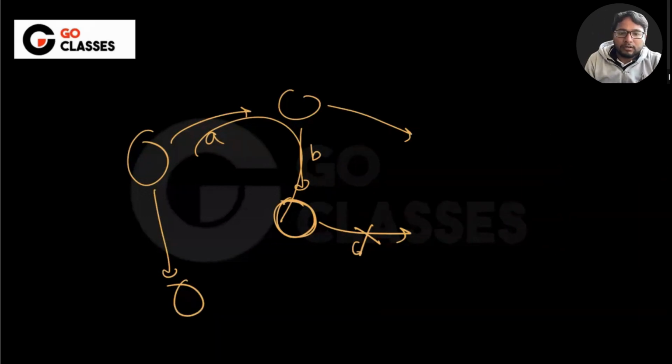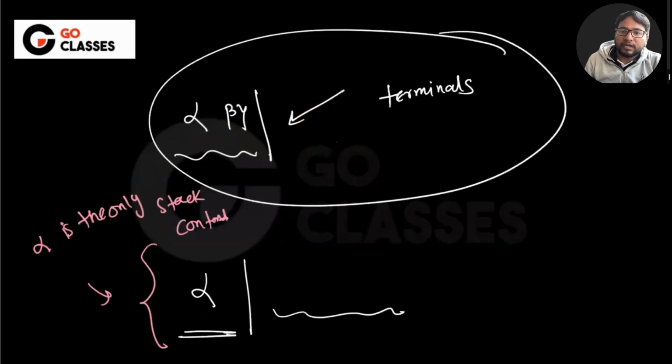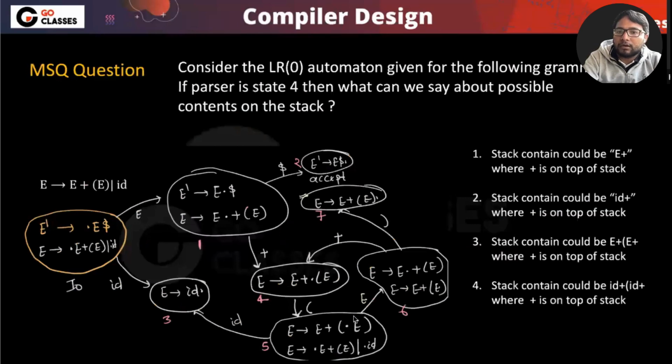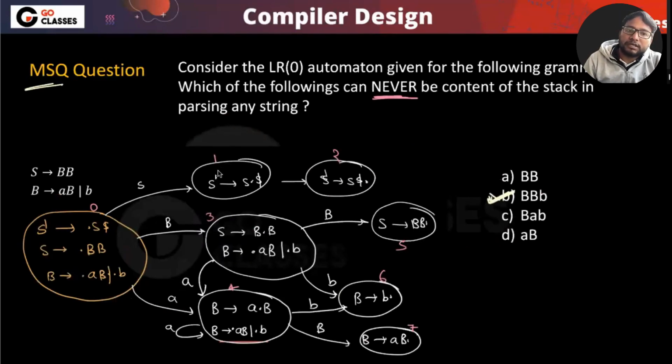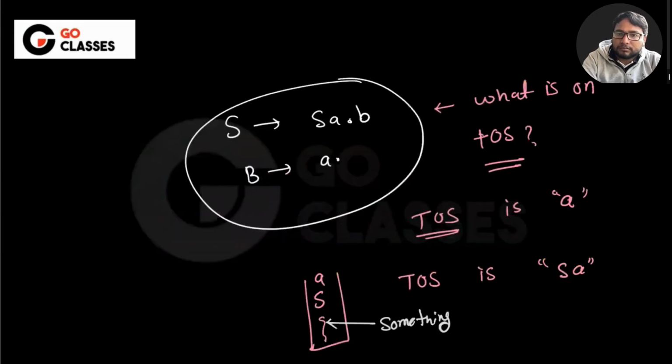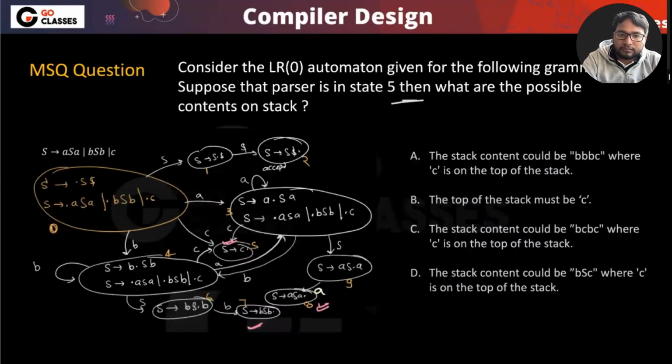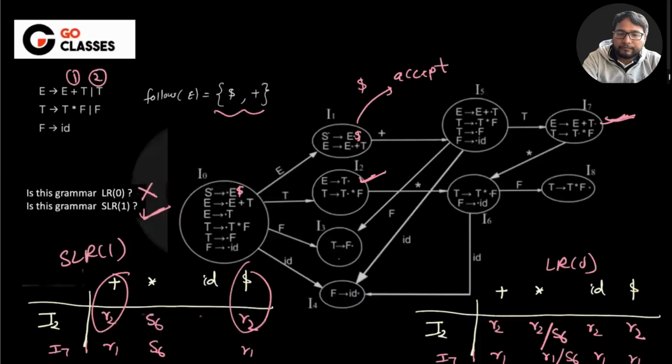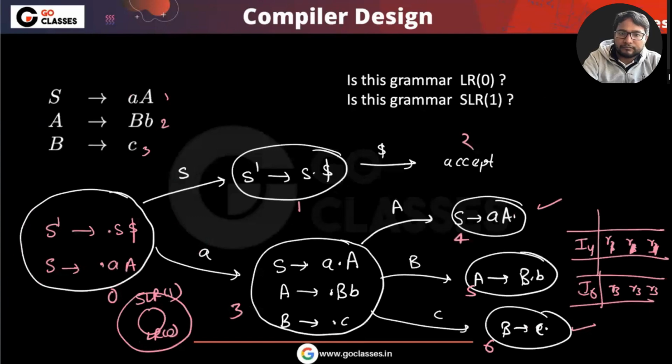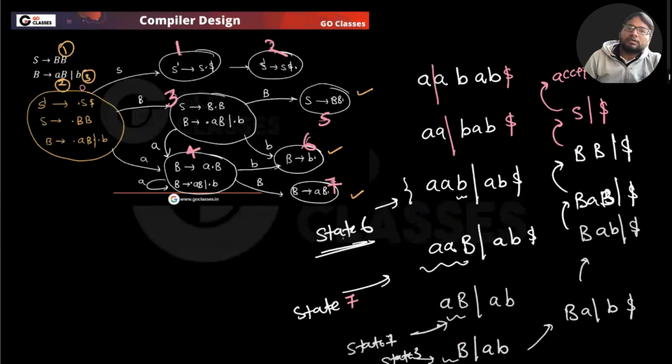So now, given this, let me ask you one question. Suppose you are in some state. Let's suppose you are solving this particular question. Suppose you are solving this, and here you are in state 6, and here you are in state 7, right? Now, how did you get to know you are in state 6? Because a, a, then small b is in state 6, and then small a, capital B is state 7, right? That's how you got to know.